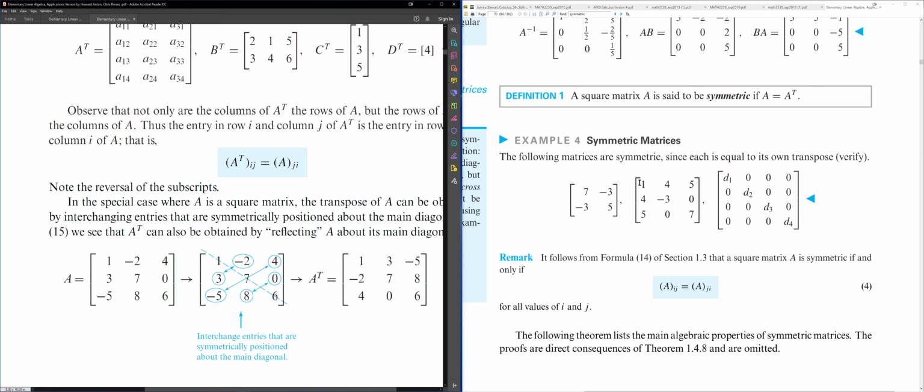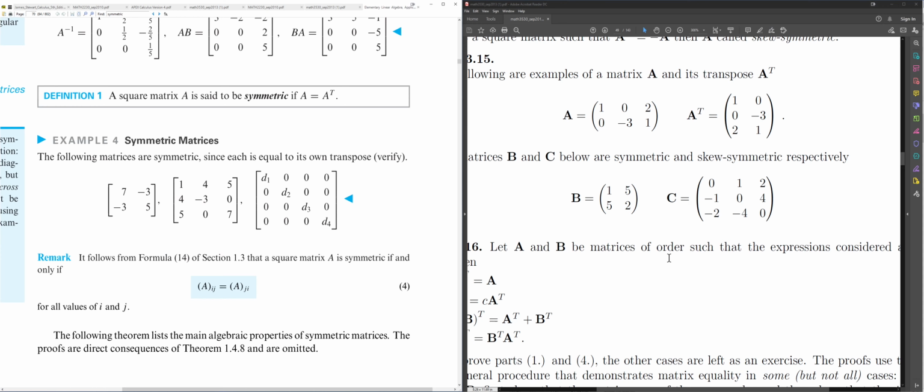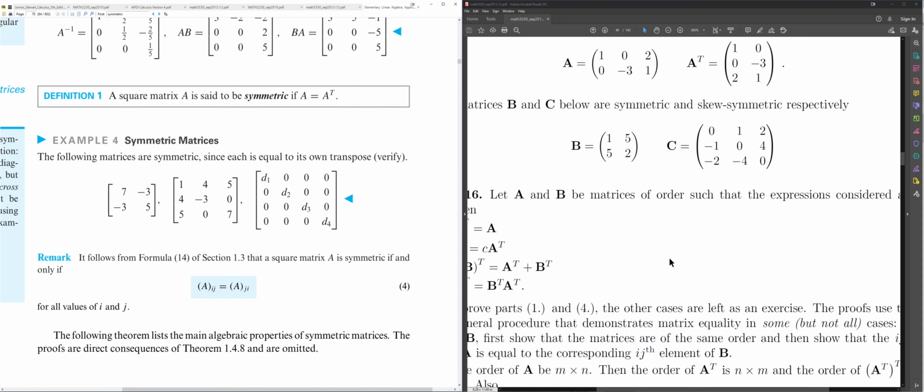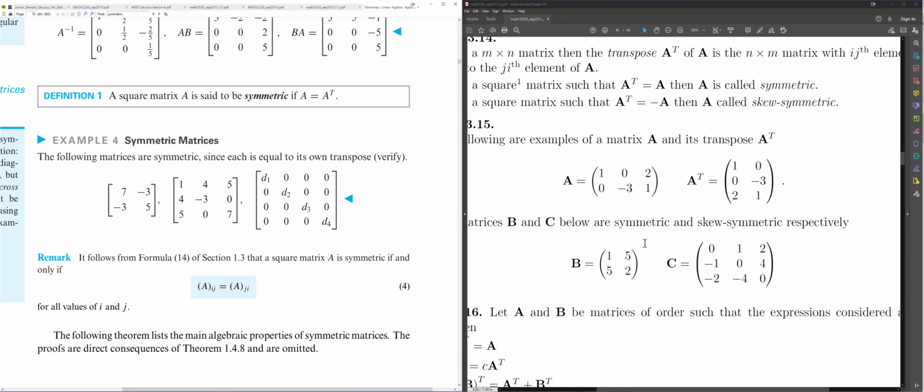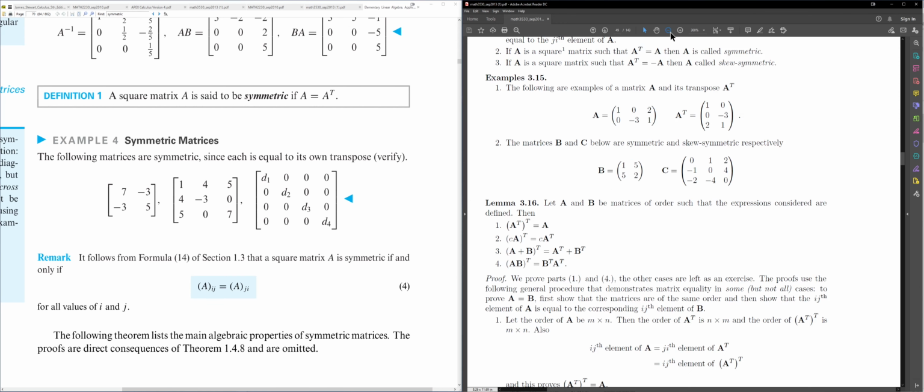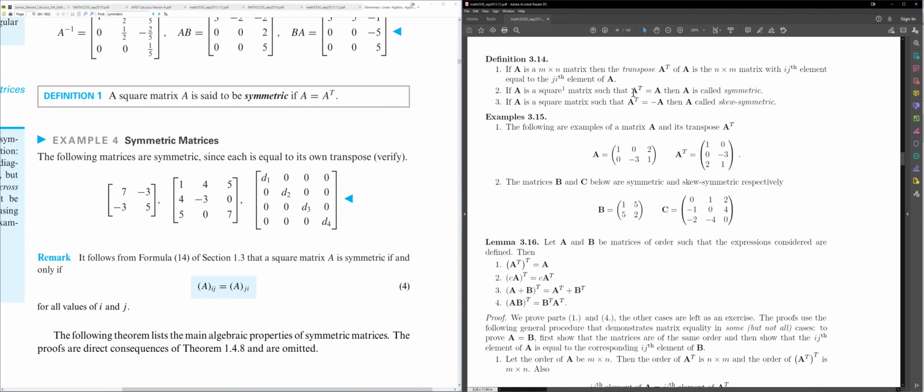Notice you have a symmetry. This matrix satisfies the condition that A transpose is equal to A. If I take the transpose of this second matrix, I get back the original matrix. So this is an example of a symmetric matrix.